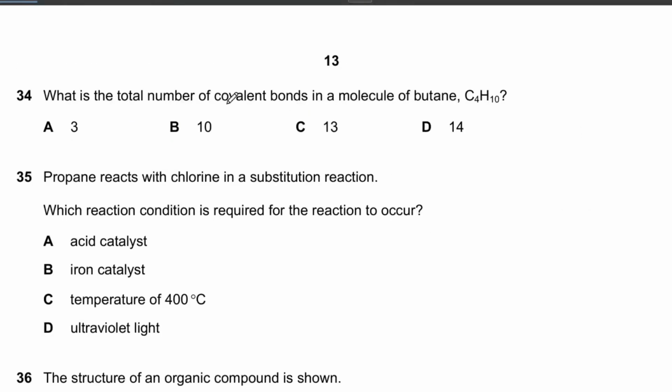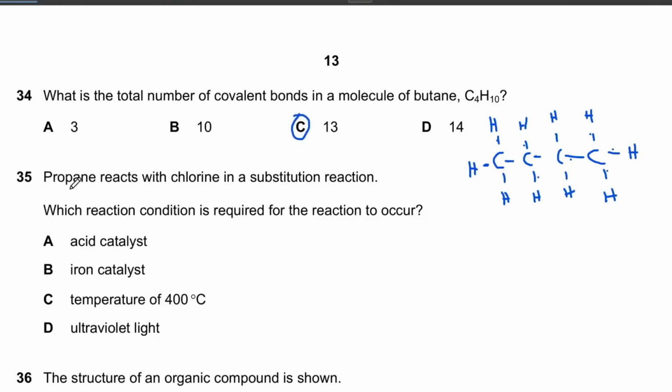Question 34. What is the total number of covalent bonds in a molecule of butane? That means we need to draw the molecule of butane and then count the number of covalent bonds. So let's draw butane. We have 4 carbons, then we have 10 hydrogens. So this is the molecule of butane. Let's count the covalent bonds. Just count the number of bonds here. 1, 2, 3, 4, 5, 6, 7, 8, 9, 10, 11, 12, 13. So the number of covalent bonds is 13.